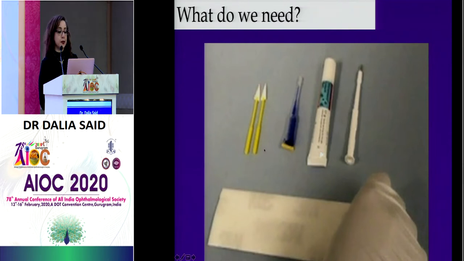We need the spears, we need the cyanoacrylate glue, we need either chloramphenicol ointment or maybe some gel, and these biopsy punches. They come in different sizes, 2, 3, 4 millimeter, and we usually use a 3 millimeter if we're doing a single patch, and then we can use the 3M or any other drape, which is the non-sticky part of the drape.